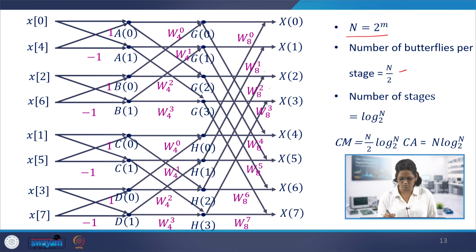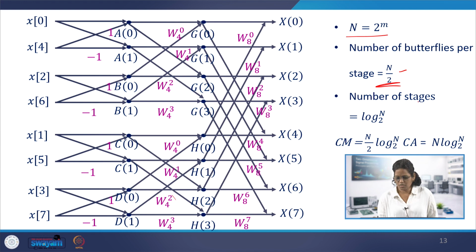If x0 and x4, what we have is the butterfly. This is one butterfly, and similarly here we have 1, and this is 2, and this one and this one, here 4. So each stage has 4 butterflies. That is going to be n by 2. If you have n point DFT, 8 by 2, that is 4 butterflies we'll have in each stage.